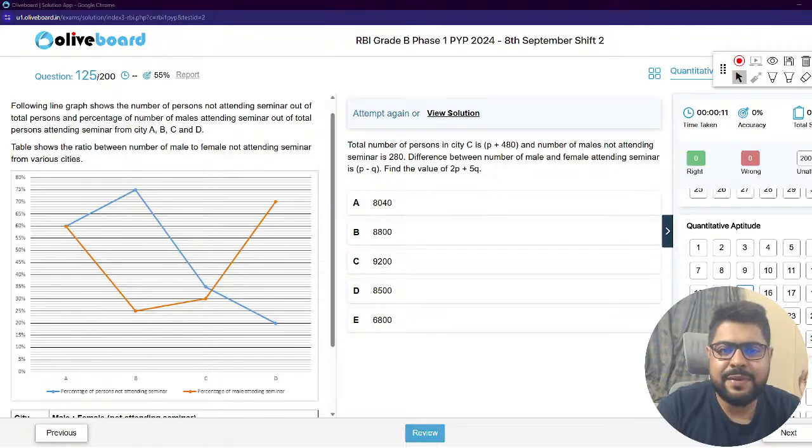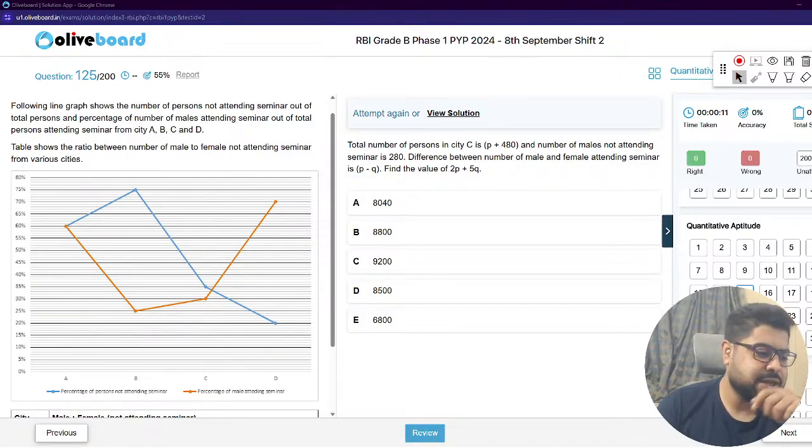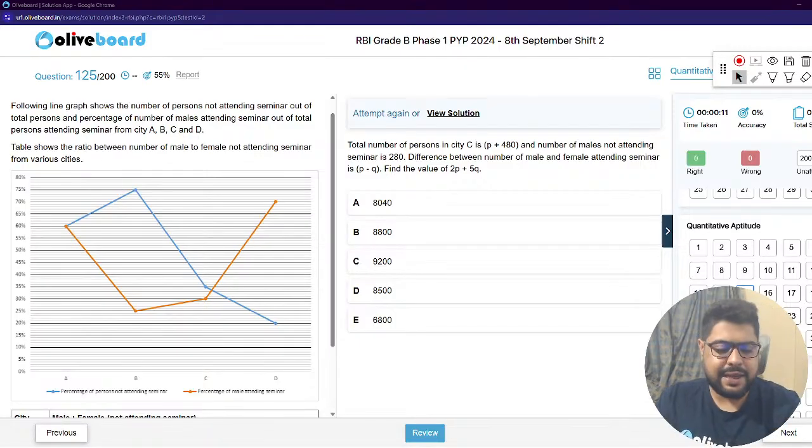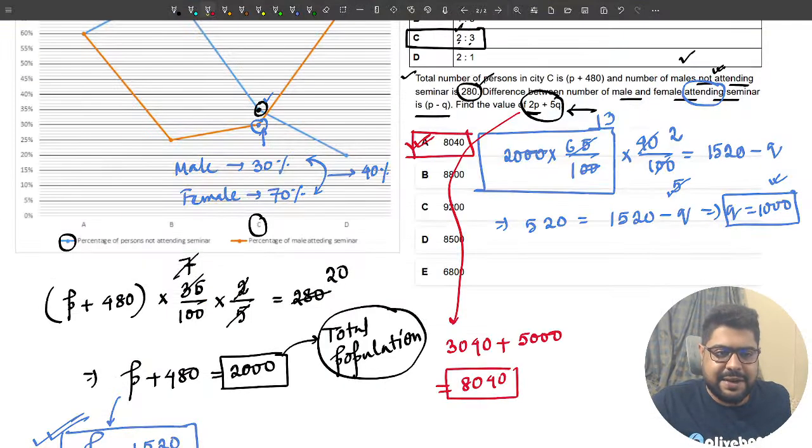2P plus 5Q will be how much, sir? 2 into P, P is 1520, so 3040, sir. Plus 5Q is 5000, since Q is 1000. So the answer is 8040. Is it there in the options? Look at option A. This is there in option number A only, sir. Very, very simple stuff once again. Perfect. Clear, everyone?